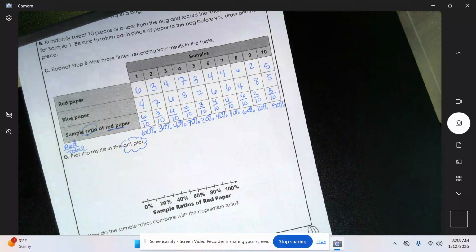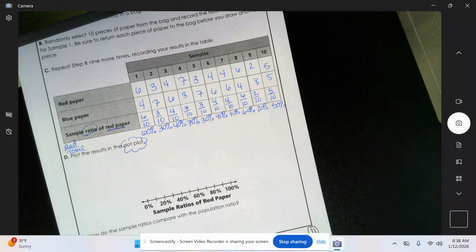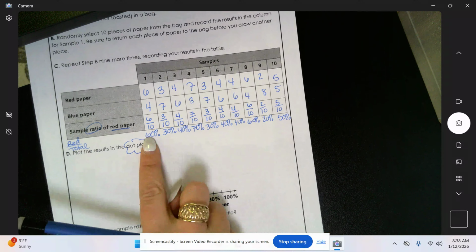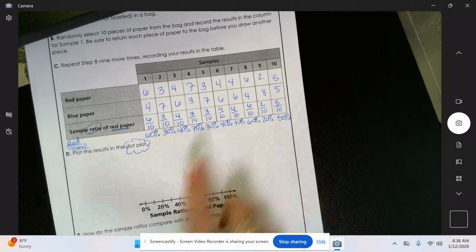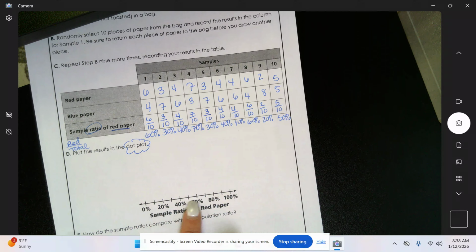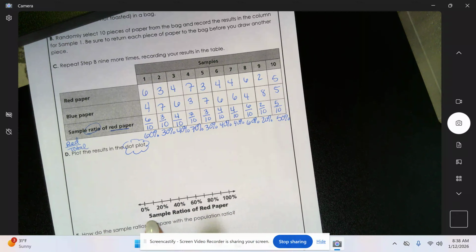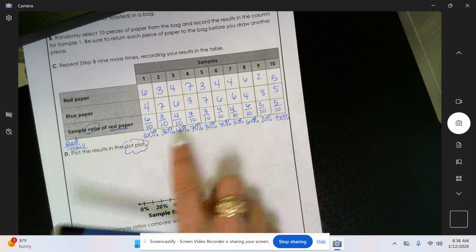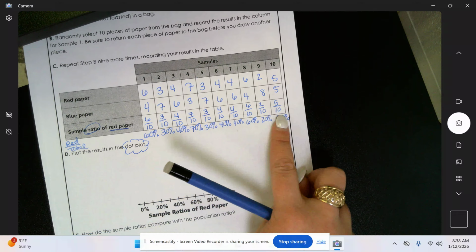If it's called a dot plot, what are we going to use? Dots. Y'all, math people are very literal. We love it. Just keep it simple, to the point. So, we're looking here, because look down here. It's in percentages, right? So we're not plotting the fractions, we're plotting the percents.